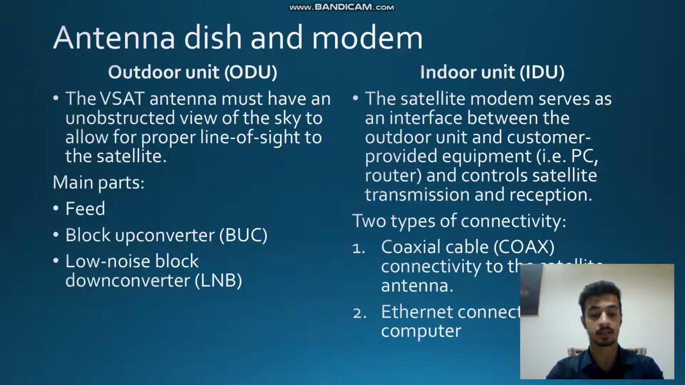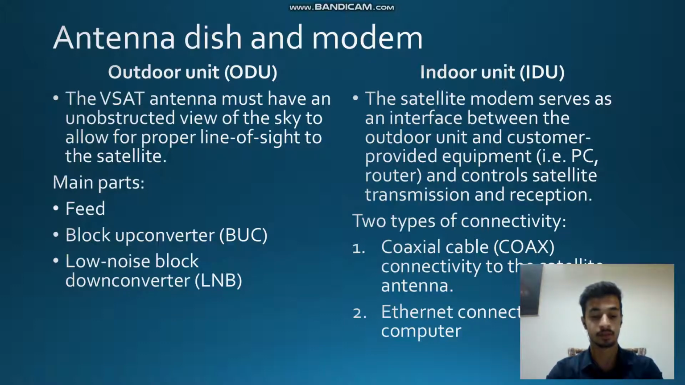The next is the block up converter, whose job is to convert the signal from the modem to a higher frequency and amplify it before it is reflected off the dish and towards the satellite. Lastly, there is the low noise block down converter, whose job is to amplify the received satellite radio signal bouncing off the dish and to filter out the noise.